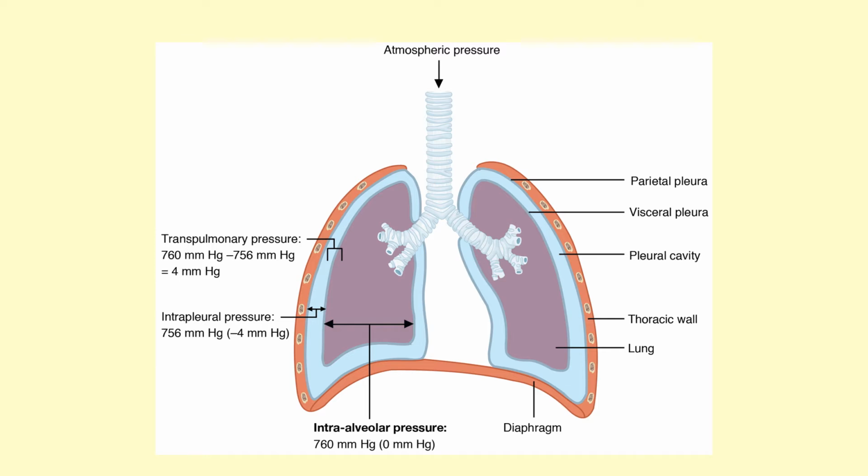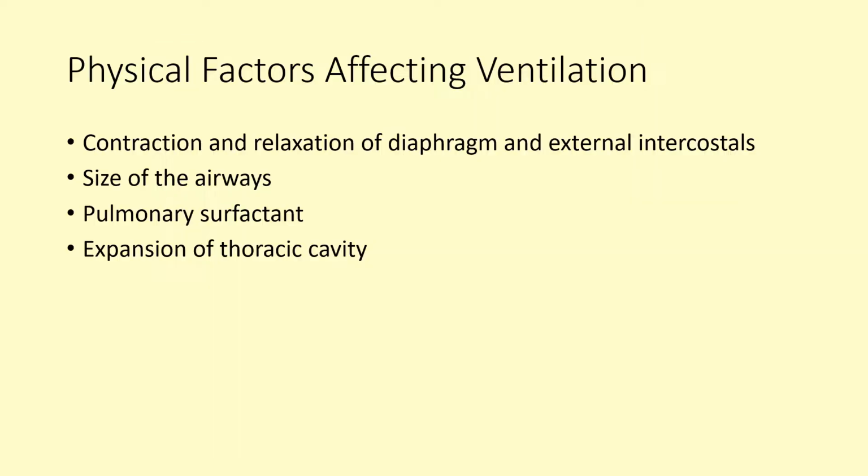And this is just showing the intra-alveolar pressure, typically where it ranges from. That's inside the lung, the intrapleural pressure, the atmospheric pressure, etc. Just the location of where everything is located.